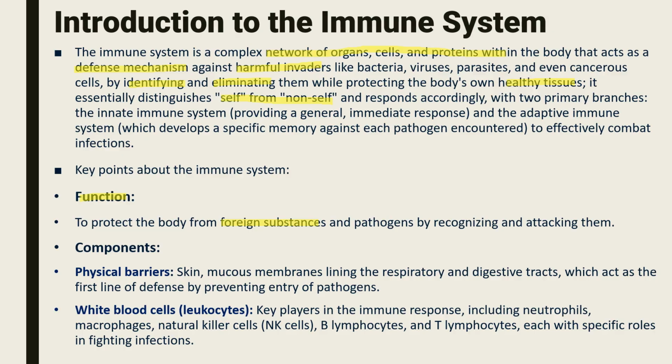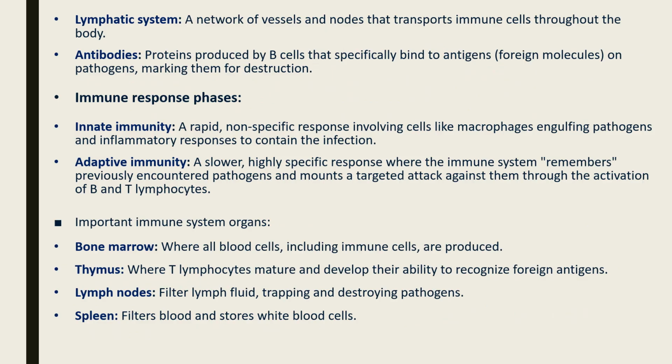All right, now the components. There are some physical barriers, and there are white blood cells, leukocytes. So physical barriers: skin, mucous membrane lining the respiratory and digestive tracts that act as the first line of defense by preventing entry of pathogens. While white blood cells, leukocytes, are key players in the immune response, including neutrophils, macrophages, natural killer cells, B lymphocytes, and T lymphocytes, each with specific roles in fighting infections.